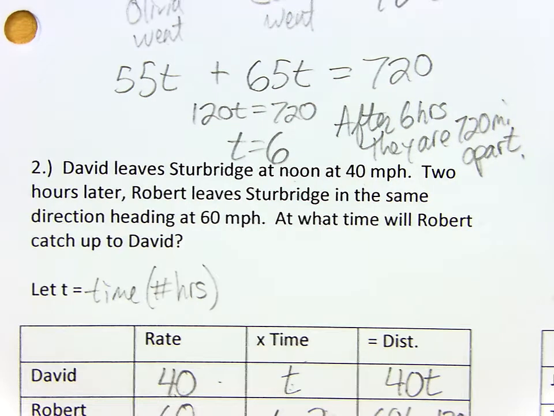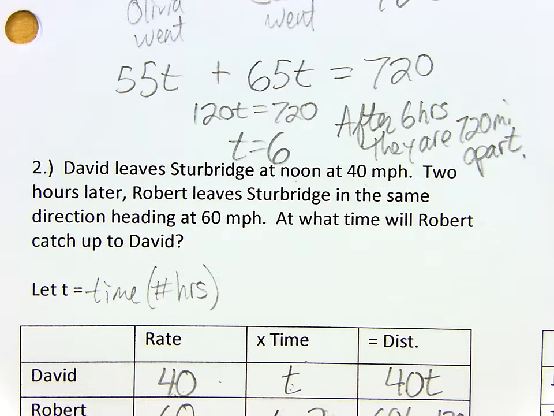He left 2 hours later. Remember, Robert's sitting there drinking the soda until 2 o'clock. Then he gets in his car and travels for 4 hours. So 6 o'clock is when they meet up. Whether you're talking about David or Robert, it doesn't matter.